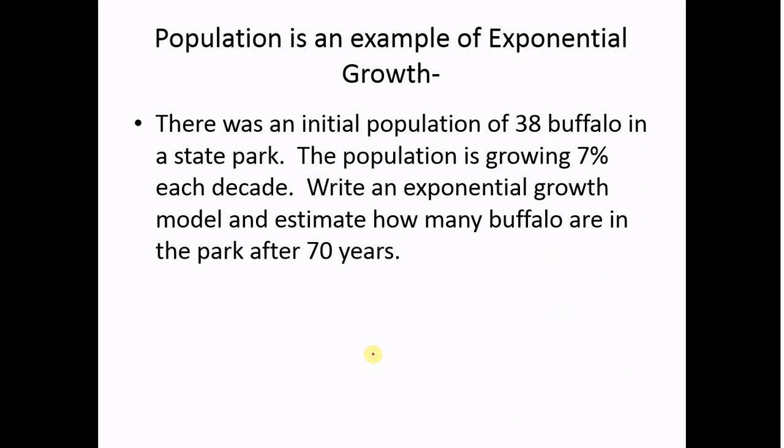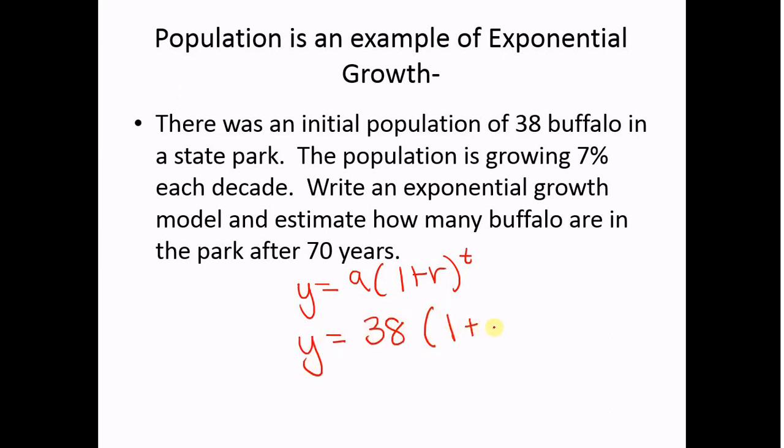So let's look at an example here. Population. My initial population is 38 buffalo in a state park. The population is going to grow by 7% each decade. Write an exponential growth model and estimate how many buffalo are in the park after 70 years. So, each decade. First thing I'm going to need to do, y equals a times 1 plus r to the t. So now, let's plug in, let's find our model. y equals 38 times 1 plus 0.07, that's my rate, to my time.